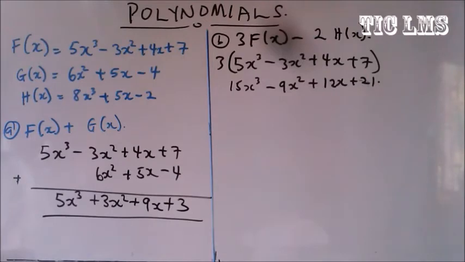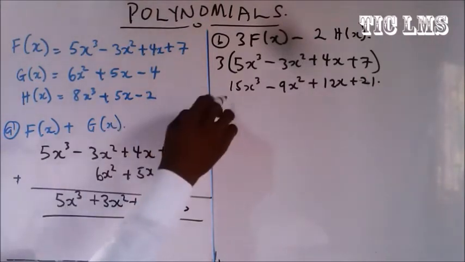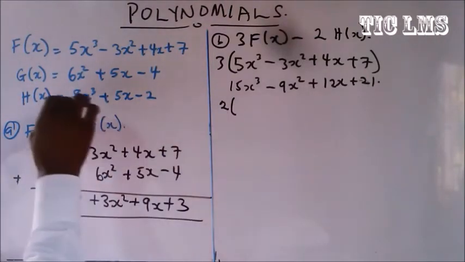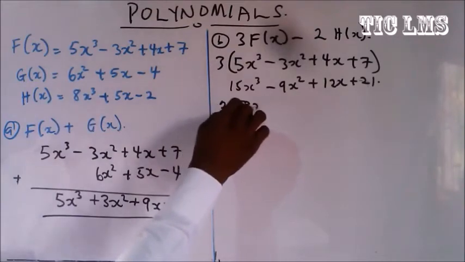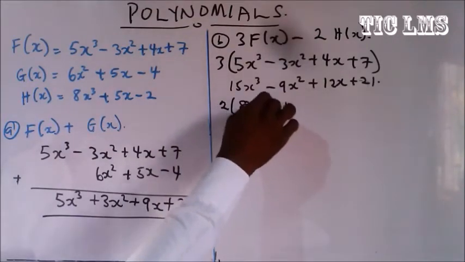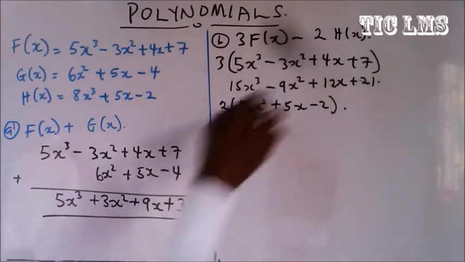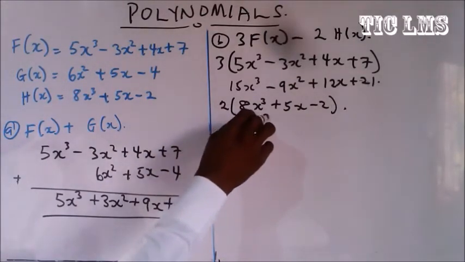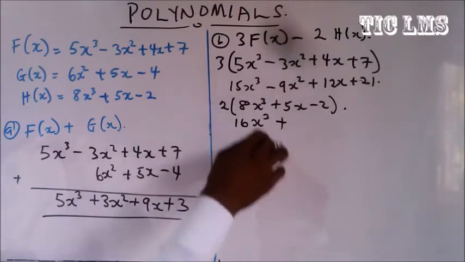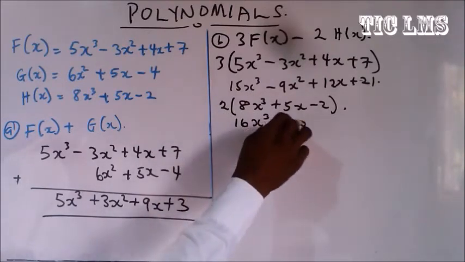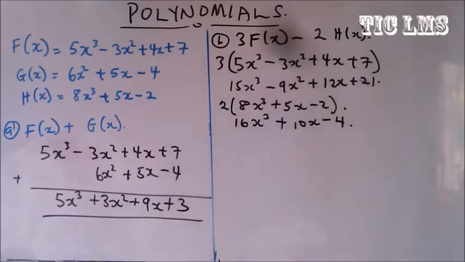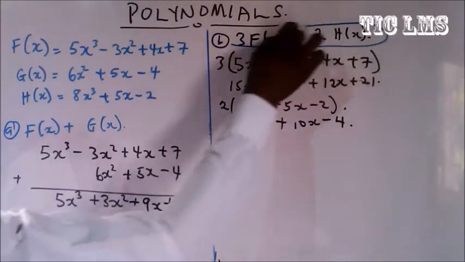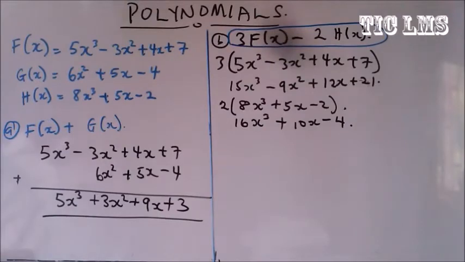Next, we need to find 2 times h(x). So we have 2 into brackets, h(x) is over here. So we have 8x raised by 3 plus 5x minus 2. 2 times 8 is 16x raised by 3 plus 2 multiplied by 5, that's 10x minus 4. And so the next thing for us is to find the value of this by subtracting. And this is how we get to do it.